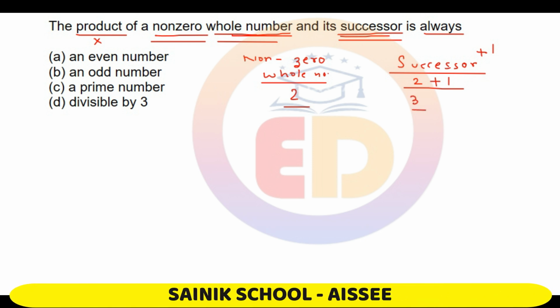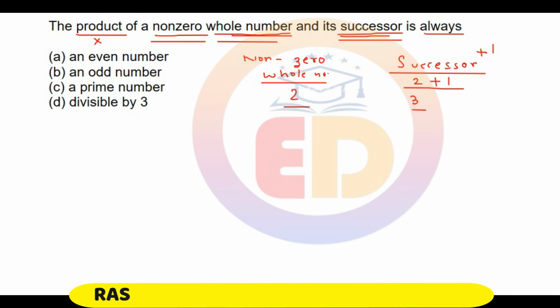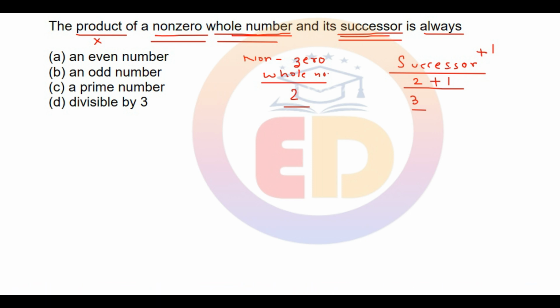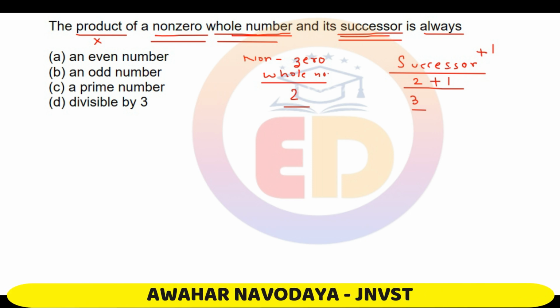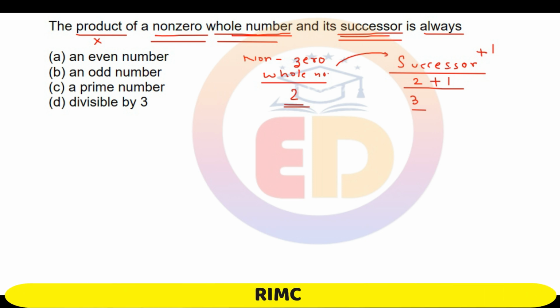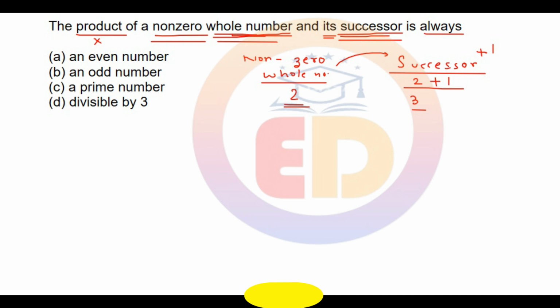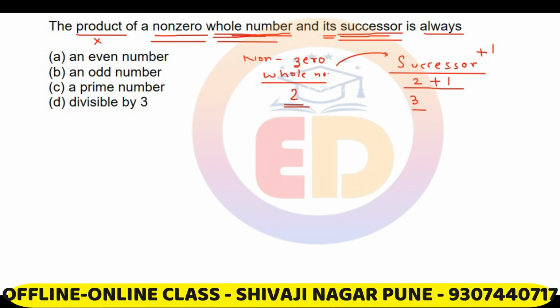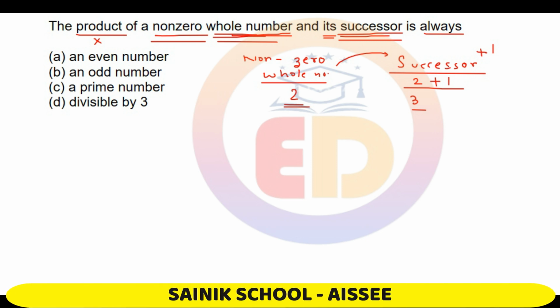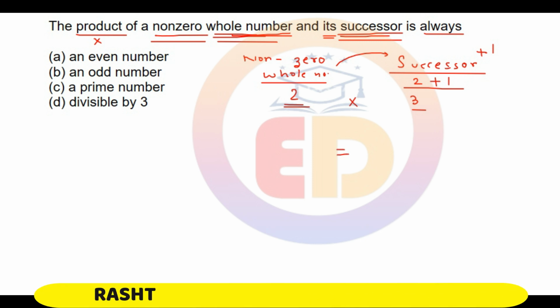So now I have a non-zero whole number and its successor. We have to take the successor of the number which we have taken. Since we have taken the non-zero whole number as 2, we have to take the successor of 2, because the question says its successor. Whose successor? The non-zero whole number's successor, which will be 3. And their product: let us multiply them. Product means we have to multiply them. 2 into 3 will give me 6.